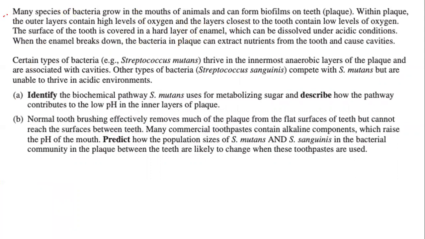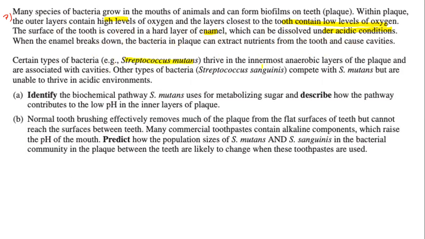number 7. So this one mentions a couple of different types of bacteria. It says many species of bacteria grow in the mouth of animals and can form biofilms. Within plaque, the outer layers contain high levels of oxygen, and the layers closest to the tooth contain low levels of oxygen. The surface of the tooth is covered in a hard layer of enamel, which can be dissolved under acidic conditions. When the enamel breaks down, the bacteria in the plaque can extract nutrients from the tooth and cause cavities. So this tells us that we have two types of bacteria.